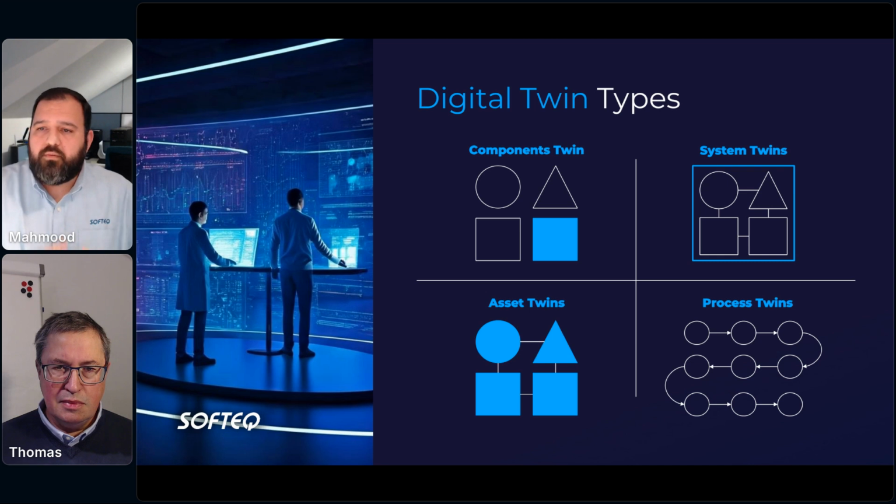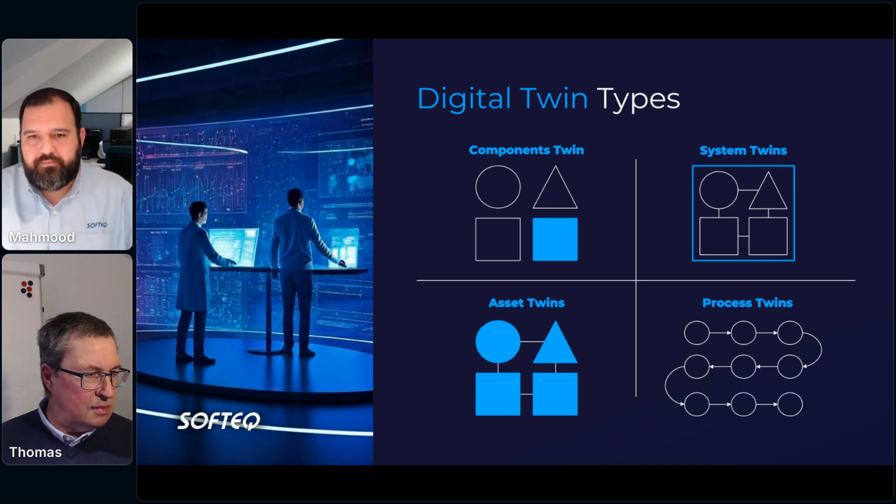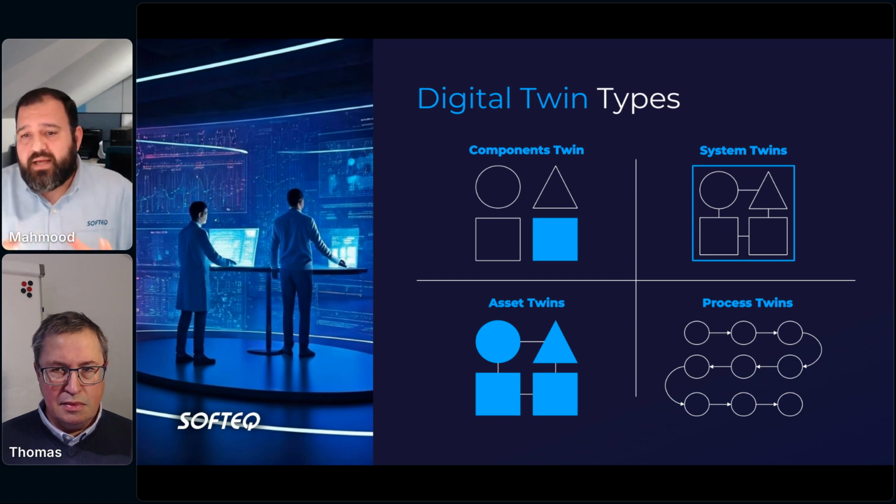The next step, a bit higher, is the asset twin. The asset twin represents the next level of digital twin, which combines multiple components to leverage the data: how they are working together, how they can shape a system, an entity which can work and do some activities in your system.